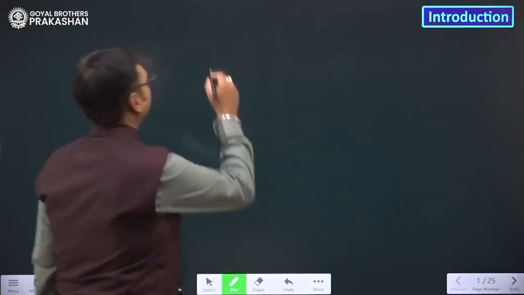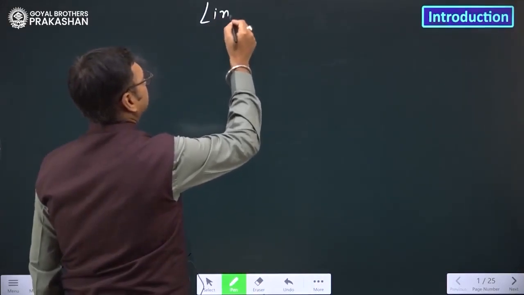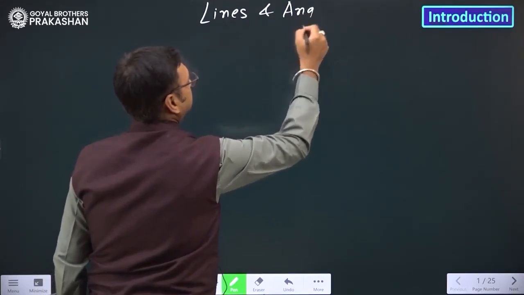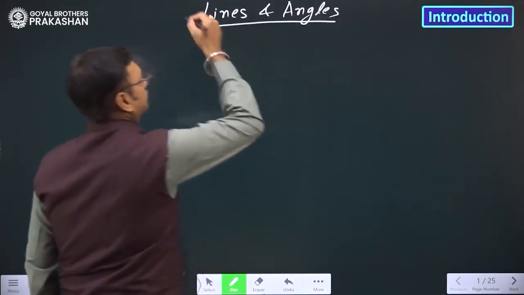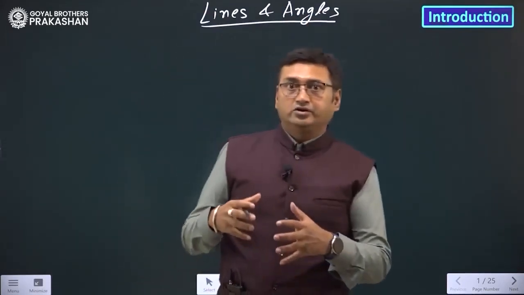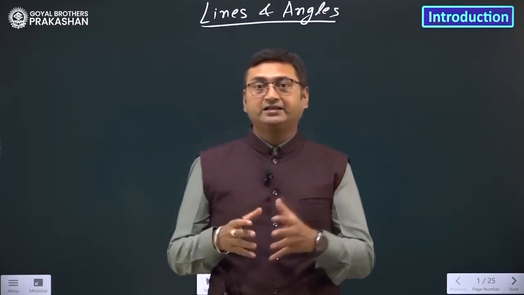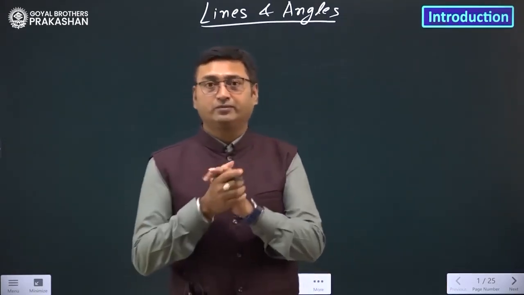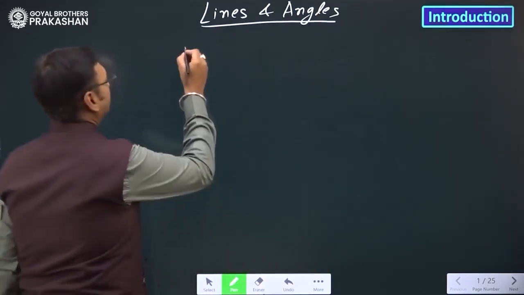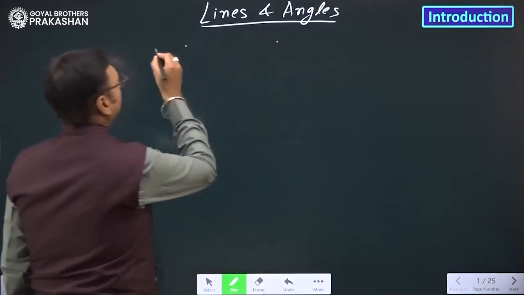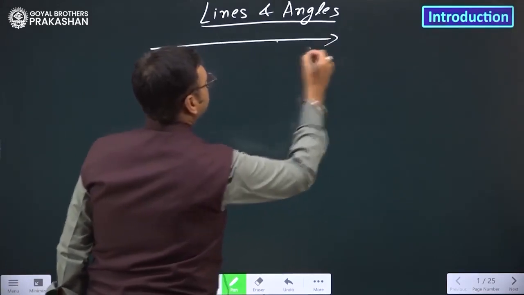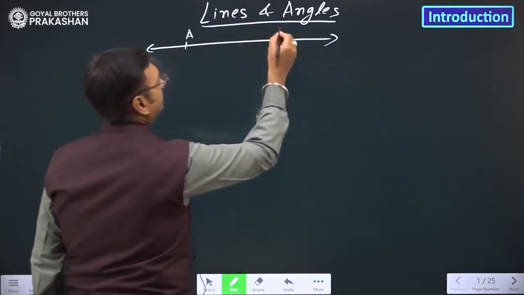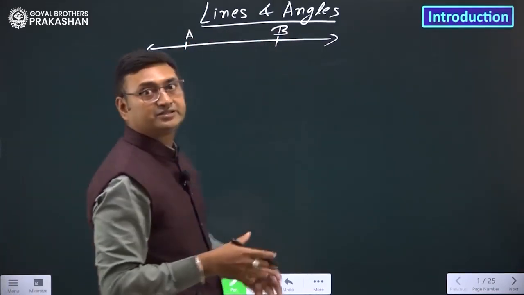So our chapter is lines and angles. In this chapter, you must have read that a line is made up of at least 2 points. In Euclid's geometry, you must have read about this. That is, a line is made up of at least 2 points. So this is our line. Let's say this is our point A and this is point B. So a line is made up of at least 2 points.